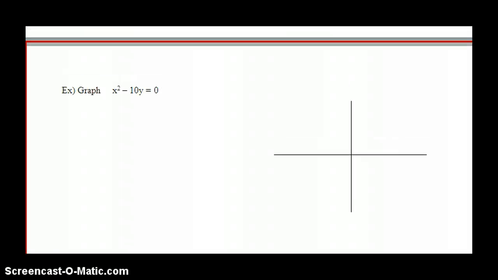Alright, so taking a look at this next example, it wants you to actually make the graph of x squared minus 10y equals 0. So right away, I'm going to identify whether this is opening left or right, up or down. So I ask myself, which term is being squared? Since it's x squared, that tells me I should be using this form of the formula, again looking at the front side of my notes here.